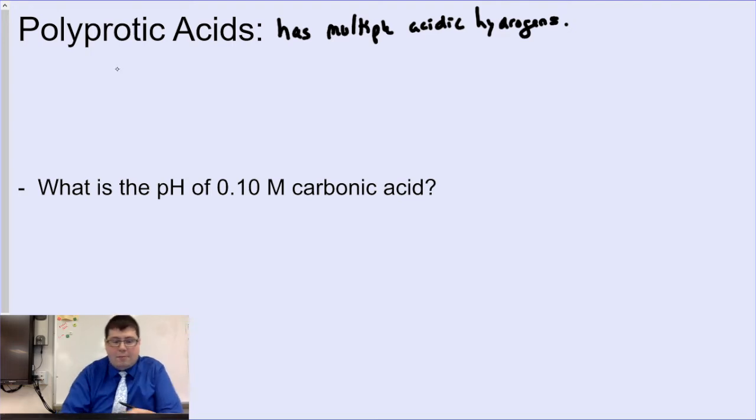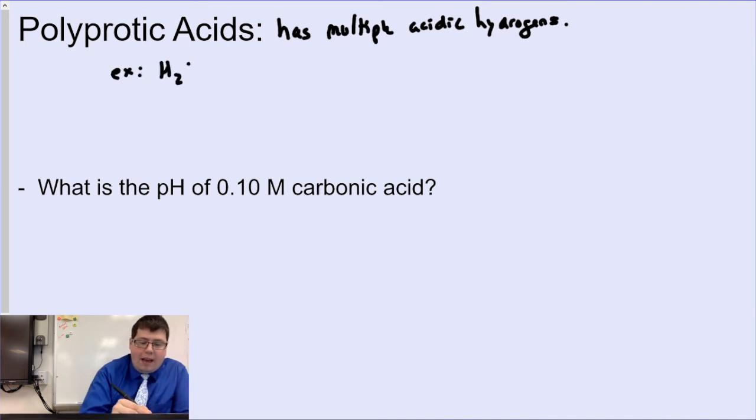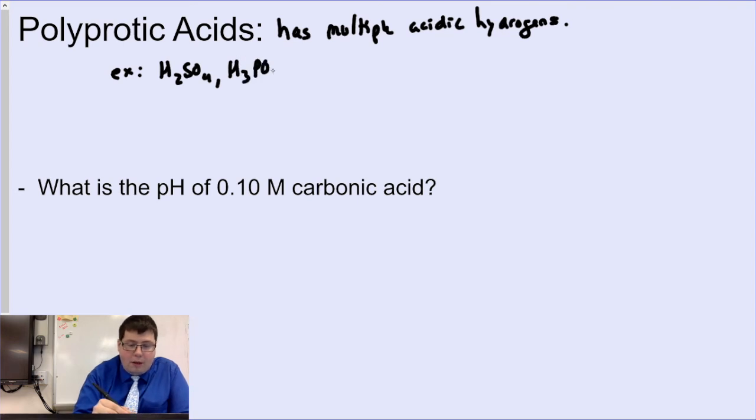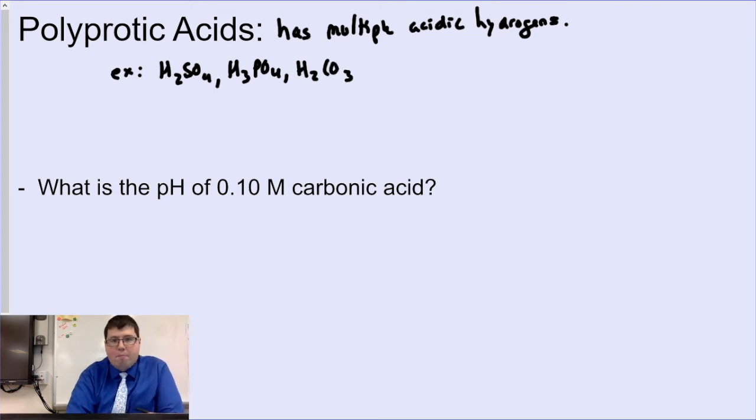And so if we take a look at some examples, H2SO4, sulfuric acid, H3PO4, phosphoric acid, and H2CO3, we see that all of these have multiple hydrogens written out front in their structures, and all of these hydrogens can be used to donate to water or some other base in solution. Now, when we're thinking about this, we want to think about the equilibria that are involved in each of these reactions. And so let's go ahead and take a look at H2CO3 a little further.